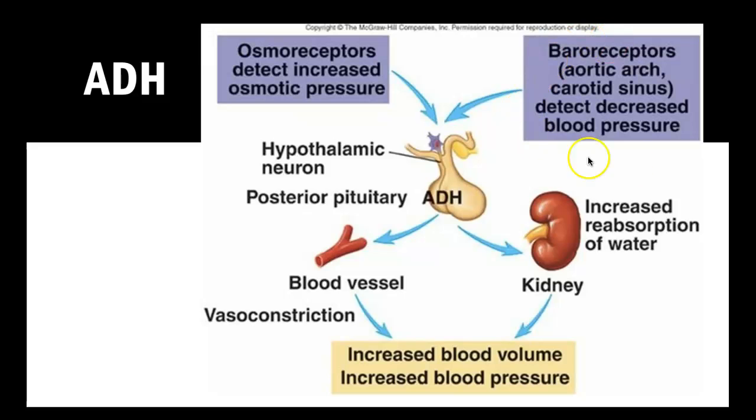I didn't really talk about this node over here, but we also have some baroreceptors coming from the aortic arch and our carotid sinus. And so this ADH can also be released if we detect a decrease in our blood pressure. So that is it for this review. Please let me know if you have any questions.